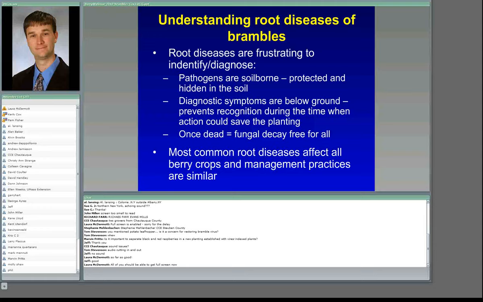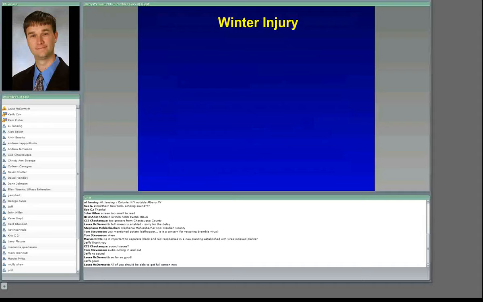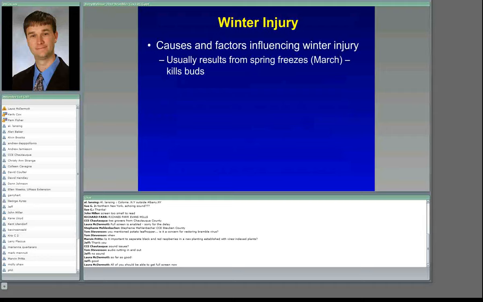Let's look. I'd like to do a little bit of the presentation on winter injury, because in many cases winter injury can mimic or look like a root disease problem and be responsible for decline. However, in brambles, winter injury is a little different than in some of the other small fruits. What usually occurs is winter injury usually results from spring freezes in March, and it usually kills the buds only. And it's less so due to winter temperatures overall being just a cold temperature. You really need many days of lower than 20 degrees Fahrenheit before you're actually going to start killing primocane. So for the most part, when you see winter injury, it may not necessarily be a root problem, but it may in fact look like a root decline.